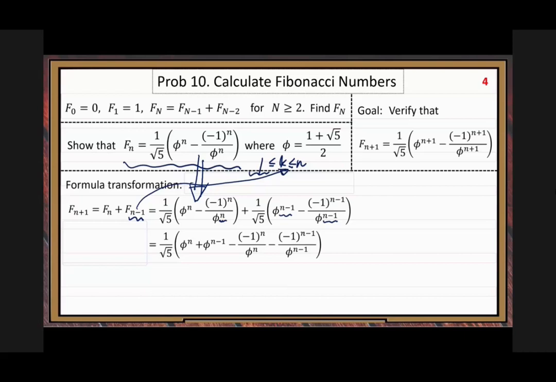So compare the destination formula. This is the destination formula, right? This is our current expression. We want to show our current expression is just the same as the destination expression. That 1 over root 5 part is the same, we can ignore it. We only need to consider the part inside the big parenthesis, the major part. Ignore 1 over root 5.